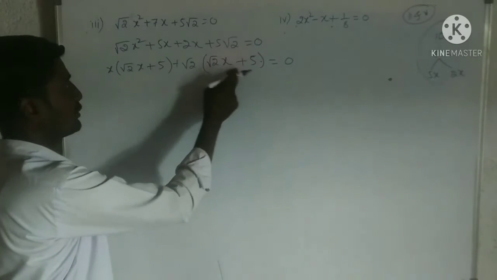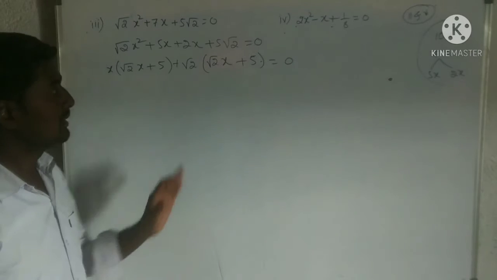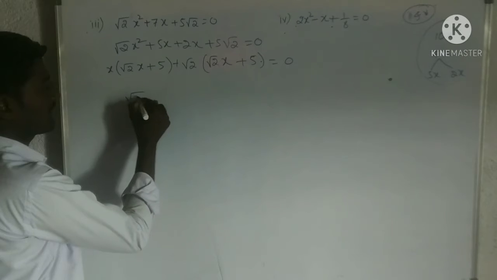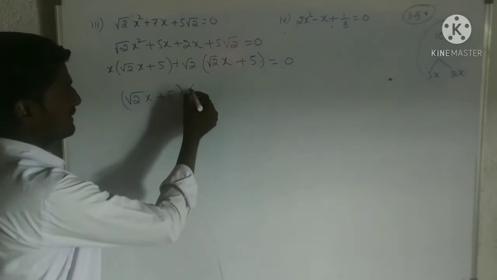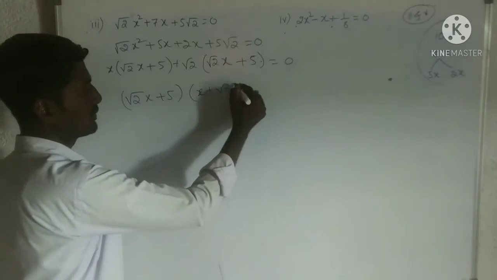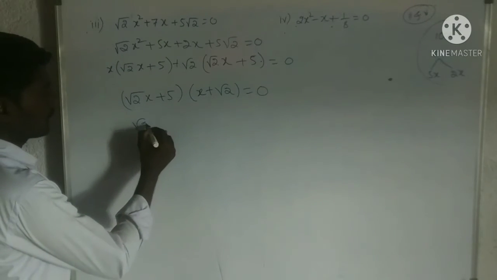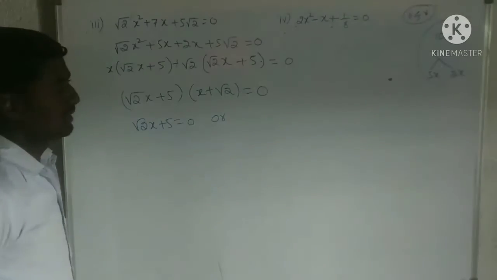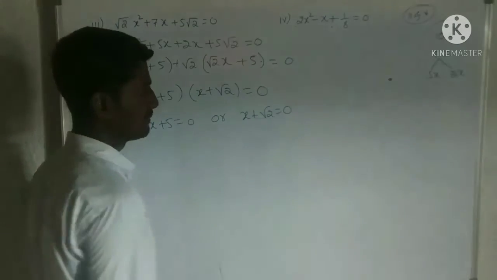See here, these two terms must be the same. Root 2x plus 5, root 2x plus 5. This is one term, this is another term. Again you take common. What is the common here? Root 2x plus 5. This is the common. Inside x plus root 2. x plus root 2 is equal to 0. Now root 2x plus 5 is equal to 0 or one more is what? x plus root 2 is equal to 0.